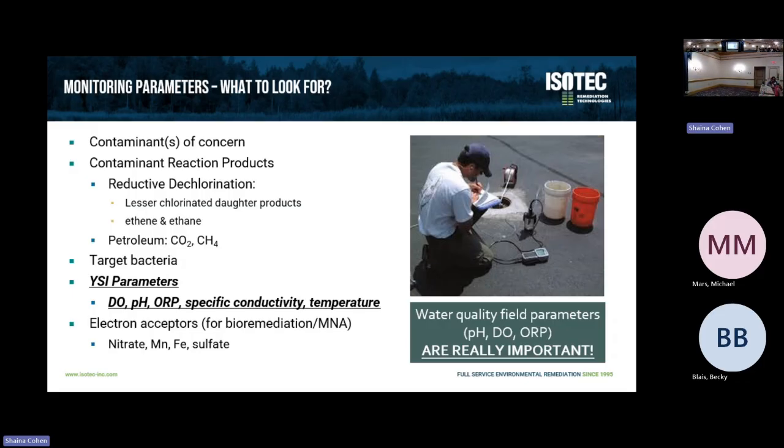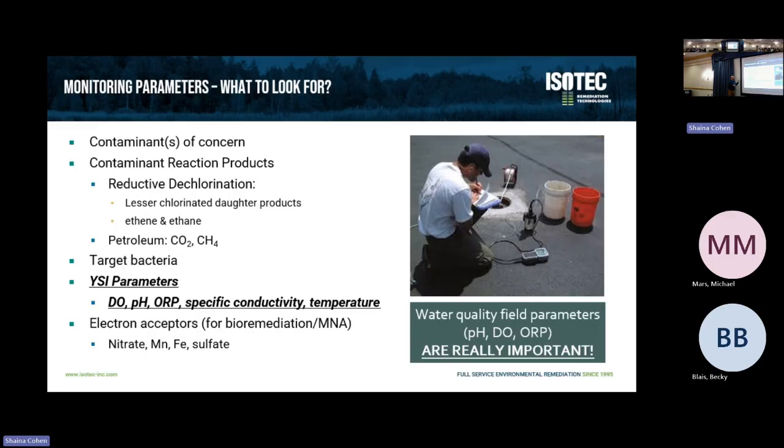So what are we looking at? Our contaminants, and some of the reaction products: if it's reductive dechlorination, lesser chlorinated products, ethene, ethane. If it's a petroleum site, looking at concentrations of carbon dioxide and methane, other natural source zone depletion parameters, and particularly maybe the target bacteria. If we can quantify that the bacteria that we desire at our site are there and in healthy concentrations, that's a great sign for monitored natural attenuation.